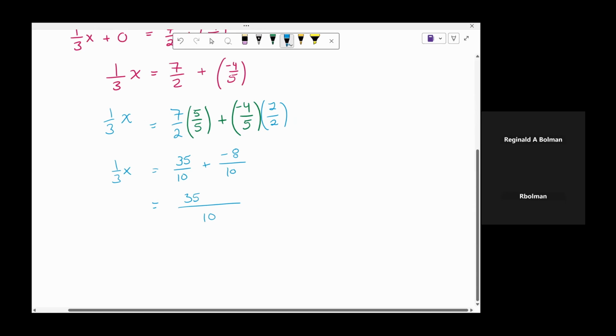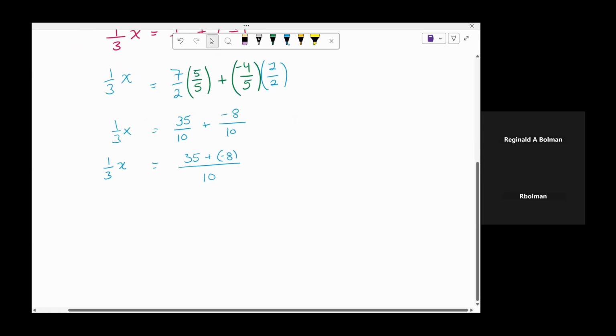At this point, because you have like denominators, you can go ahead and add or subtract across your numerator, and you'll have 35 plus a negative 8. 35 plus negative 8 should be 27. So we'll have 27 over 10 is equal to 1/3 x. Depending on the fraction, you may be able to simplify at that point. 27 is the same thing as 3 times 9. 3 does not divide 10, so there's really nothing we can do with the fraction.